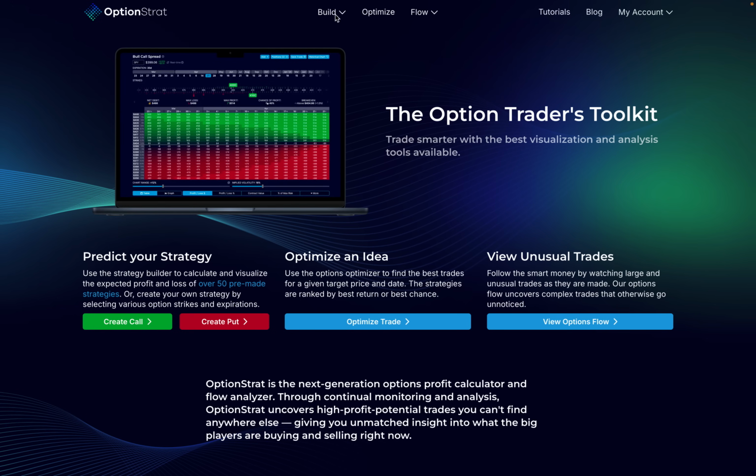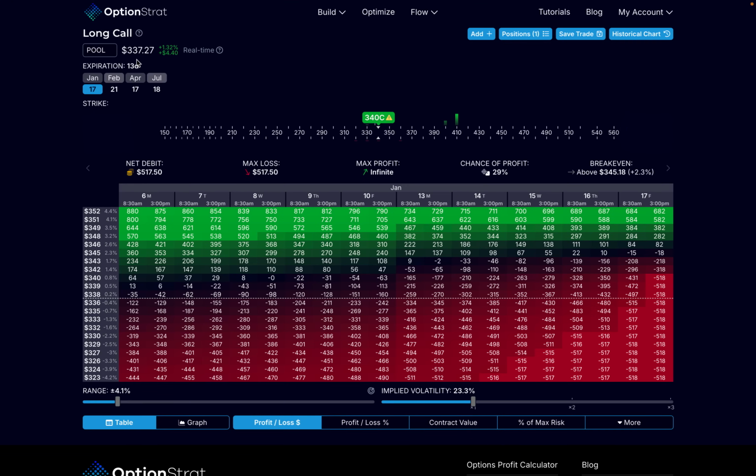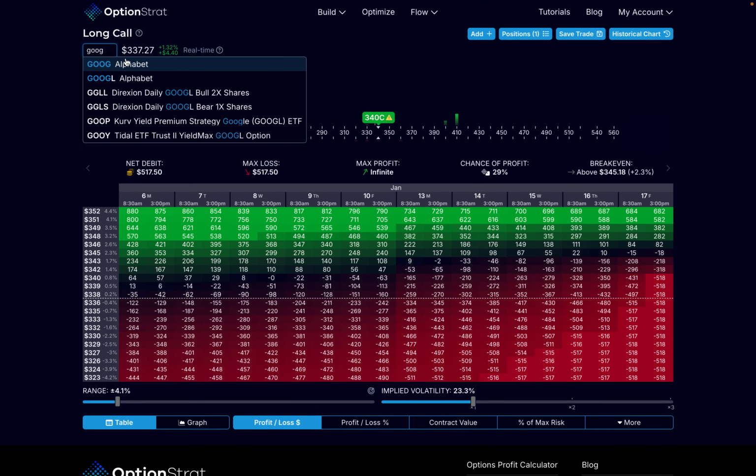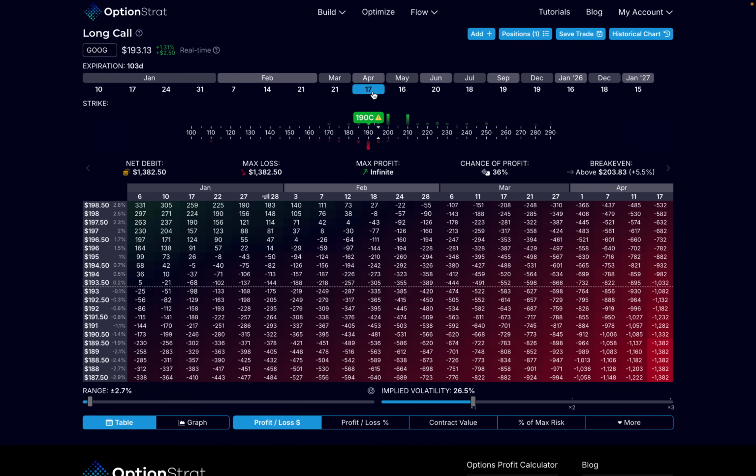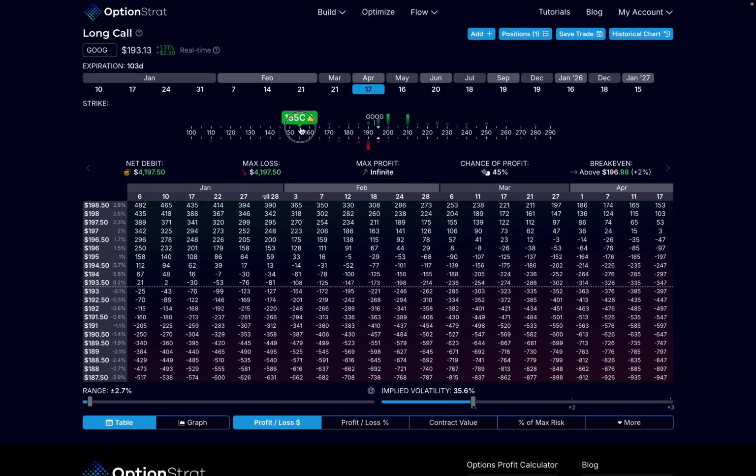So I'm going to go to Build, and I'm going to start with my deep in the money call. Let's go to the stock we're using for today's example, GOOG. Again, we start by buying a deep in the money call that should be at least a few months out with its expiration. So I purchased the call expiring on April 17th, and I went deep in the money. I went to 155, so that has a delta of around 0.9.